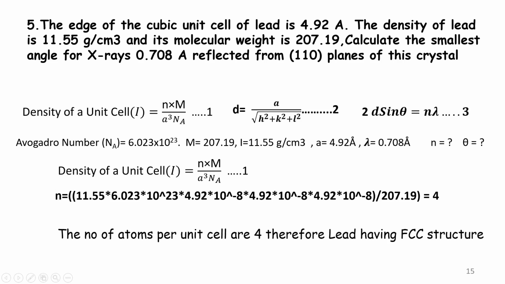Now we have already studied how to calculate the number of atoms per unit cell in case of the FCC structure, BCC structure and the SC structure. Now we know that in case of the FCC structure, the number of atoms per unit cell is 4. So here also the number of atoms is 4, therefore the lead has the FCC structure.